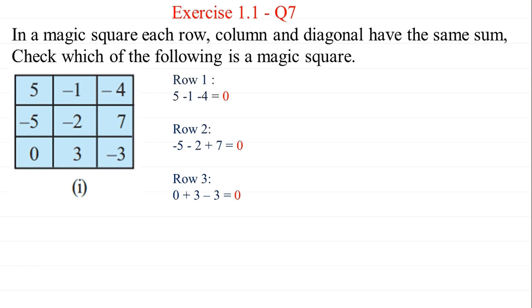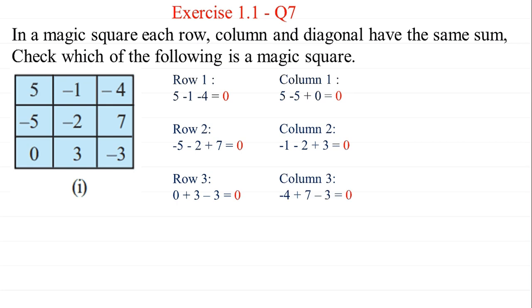Now we'll start with the columns, which go up to down. First column: 5, minus 5 and 0. So 5 minus 5 is 0. We'll start with the second column: minus 1, minus 2, plus 3. Minus 1 and minus 2 is minus 3. Minus 3 plus 3 is 0. Now column 3: minus 4, plus 7, minus 3. Minus 4 plus 7 is plus 3. Plus 3 minus 3 is again 0.